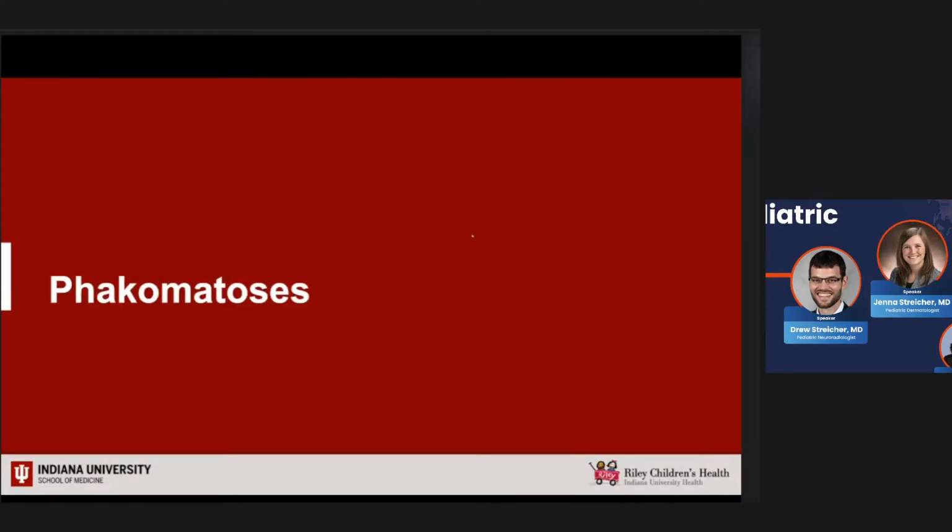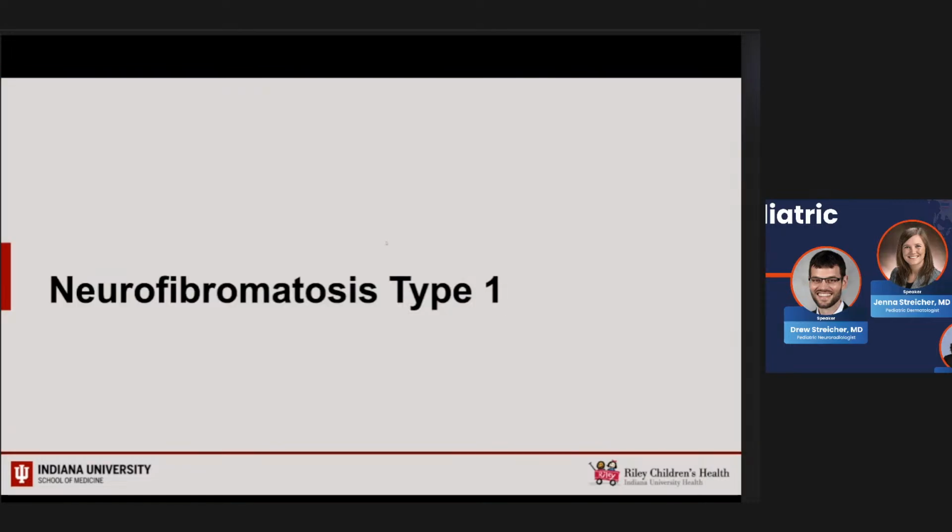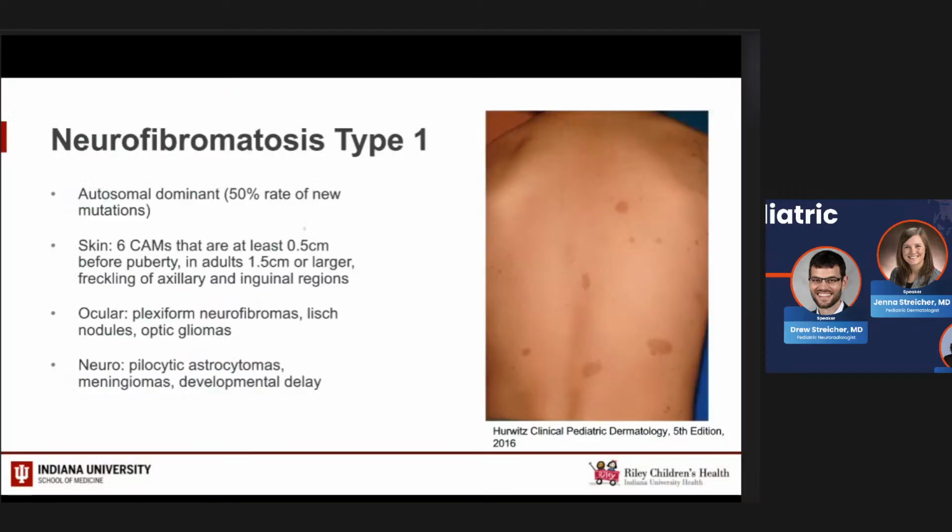Okay, so we're going to go into a couple of phakomatoses here, starting with one very common one, neurofibromatosis type 1. So I think this is nice for you guys to see what we're seeing in clinic. So I think this talk's super fun.